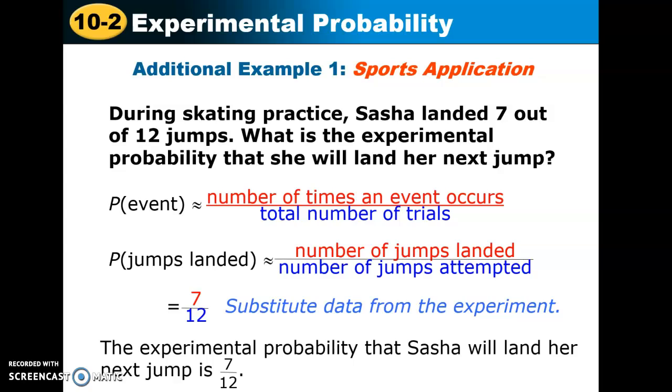I know it's kind of weird to look at it as a fraction. A lot of times you look at it as a percent. So 7 out of 12, if you were to calculate that, is about 58%. If you want to think of it in terms of percentages, she has a 58% likelihood that she will land her next jump.